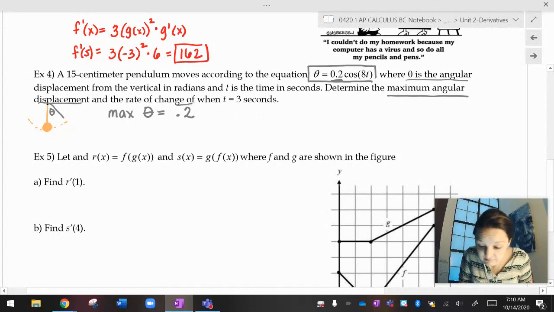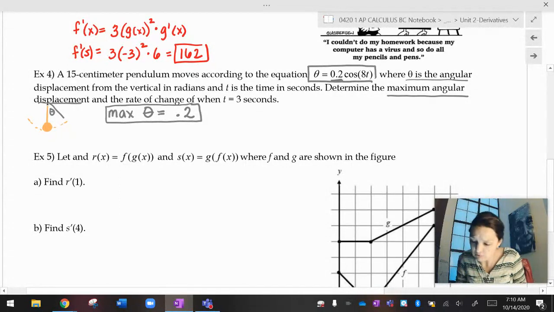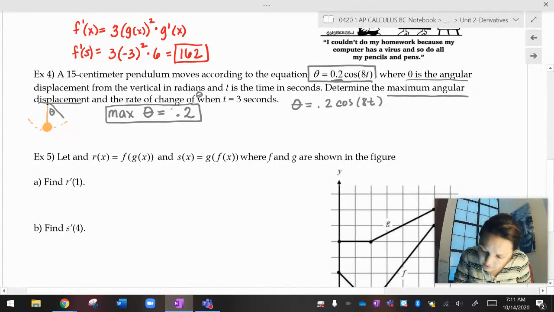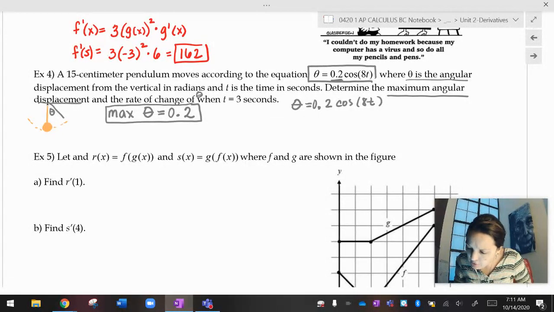That's it. So the work there was really done in your head, figuring out what I need to do. Then it says find the rate of change of theta when t equals 3. Well, then I just want the derivative. So if I want the rate of change of theta, right now I have theta equals 0.2 cosine 8t. It's bothering me that I didn't put a 0 in front of that. I like putting a zero in front of a decimal because it makes the decimal more obvious. All right, so I have theta equals 0.2 cosine 8t.